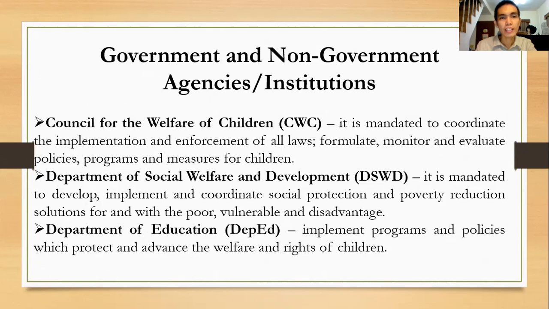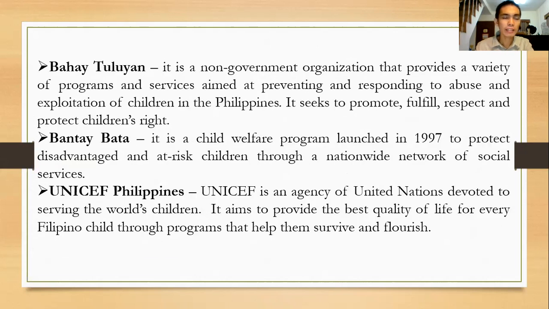All right, and then there's our government and non-government agencies and institutions. The first one is the Council for the Welfare of Children. It is mandated to coordinate the implementation and enforcement of all laws, formulate, monitor, and evaluate policies, programs, and measures for children. Okay, and of course the DSWD, or Department of Social Welfare and Development. It is mandated to develop, implement, and coordinate social protection and poverty reduction solutions for and with the poor, vulnerable, and disadvantaged. Okay, and the Department of Education, of course, implements programs and policies which protect and advance the welfare and rights of children.